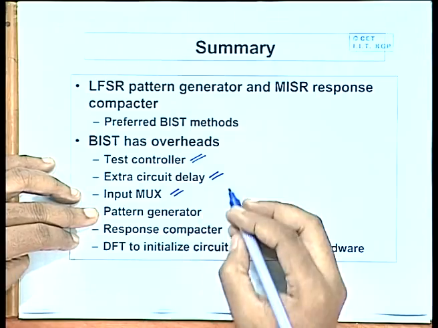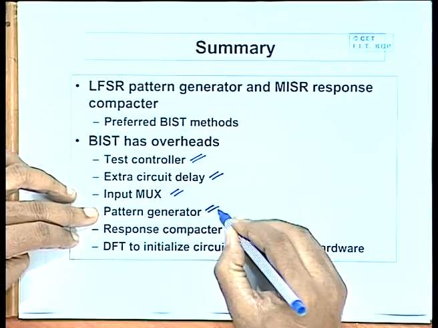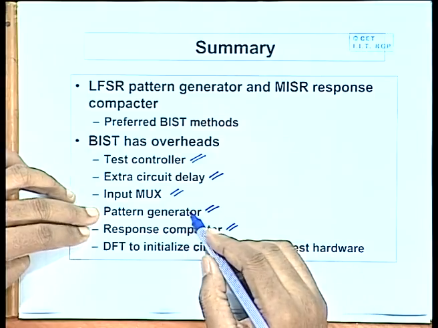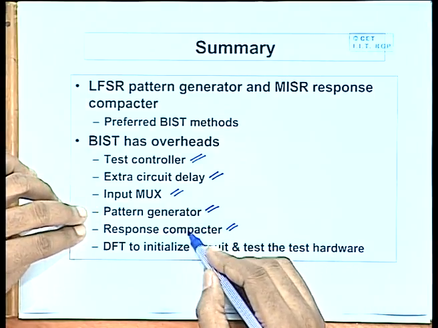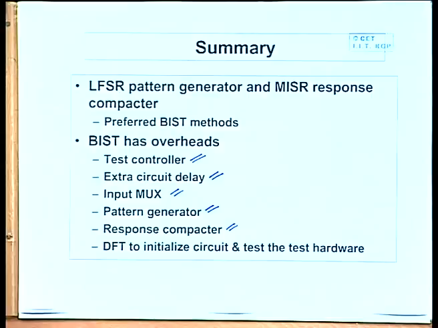You need pattern generators and response compactors. Not always will you find some register which was already there in your circuit, which you can extend as a BILBO register to act as them. Sometimes you may need to add an extra response generator or a pattern generator.